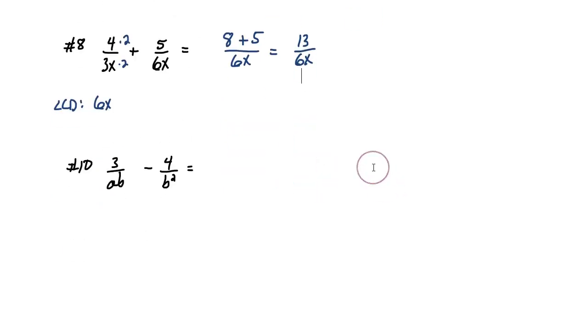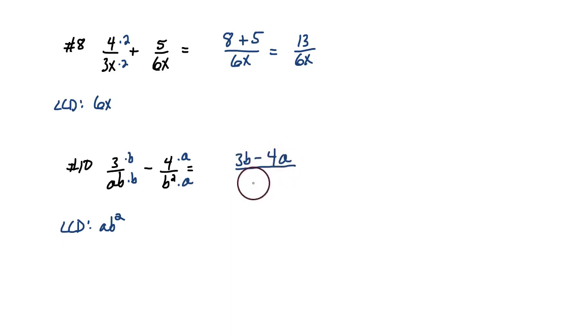Number 10, we don't have common denominators. So let's first figure out what it would be. It needs to have an a in it. And over here we see that we need to have b squared in it. We can turn this first one into ab squared if we times by a b and in the top. This one here we can turn into ab squared if we times by a and in the top. Let's rewrite this. We have 3b minus 4a all over our common denominator, which was ab squared.